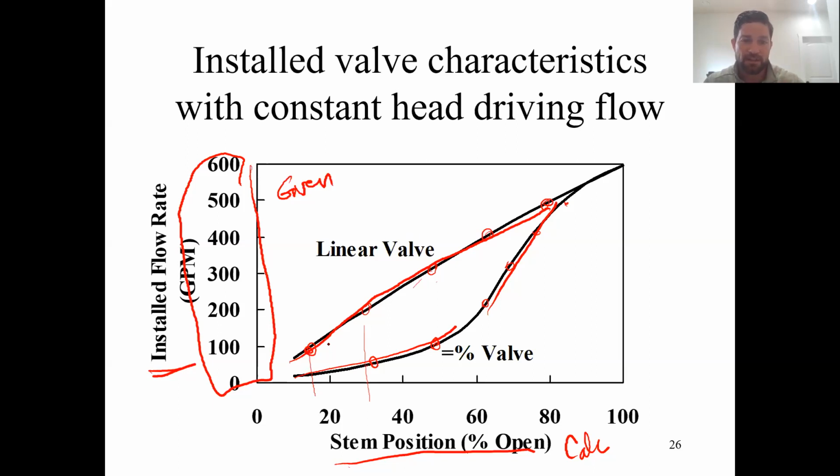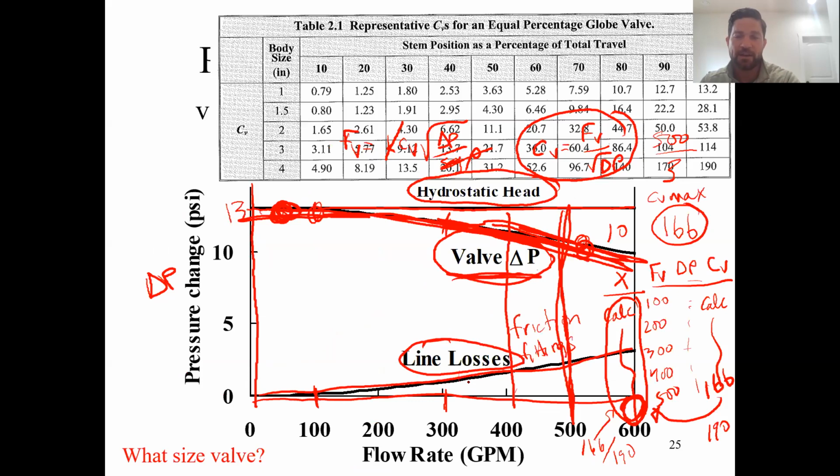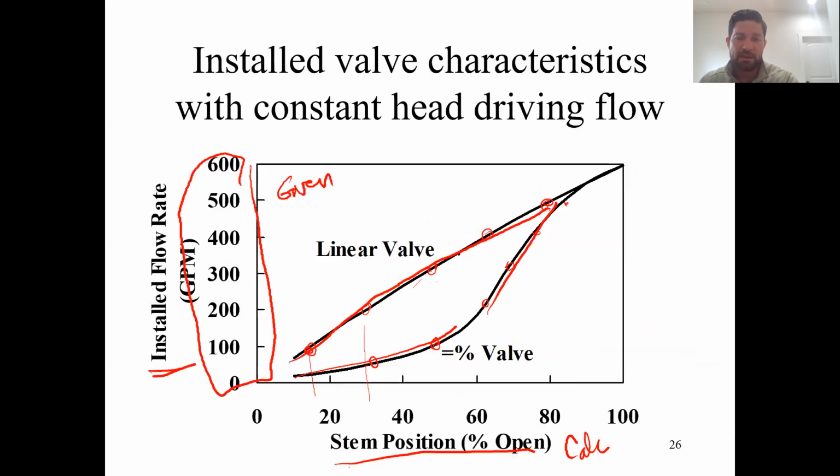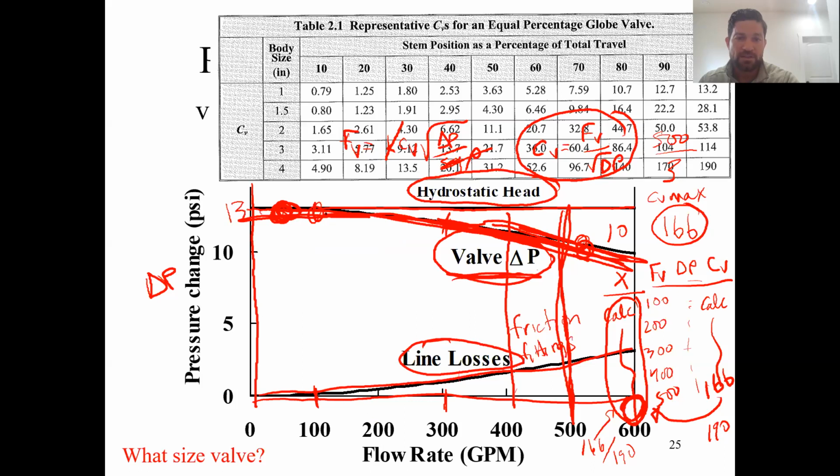We want a fairly linear, or as linear as possible, installed flow characteristic, or flow rate as a function of stem position. And what you can see based on this example that I went through in a little bit of detail is that the performance of the valve depends strongly on the shape of this delta P through the control valve.